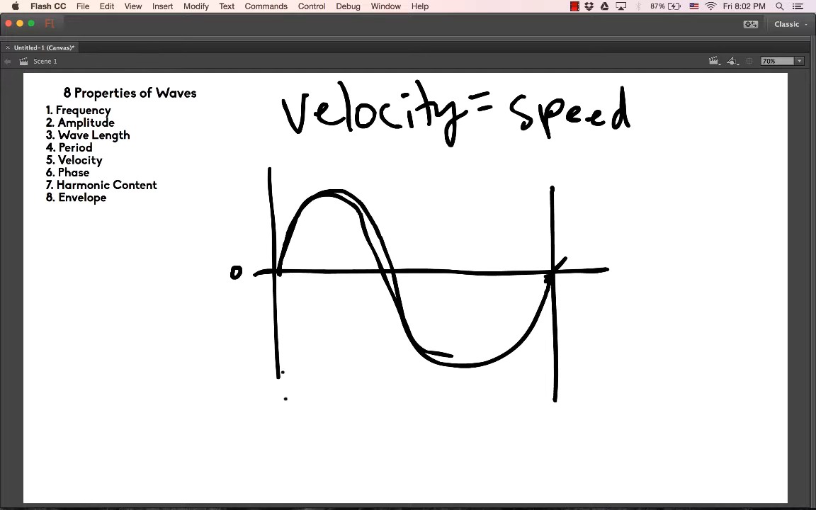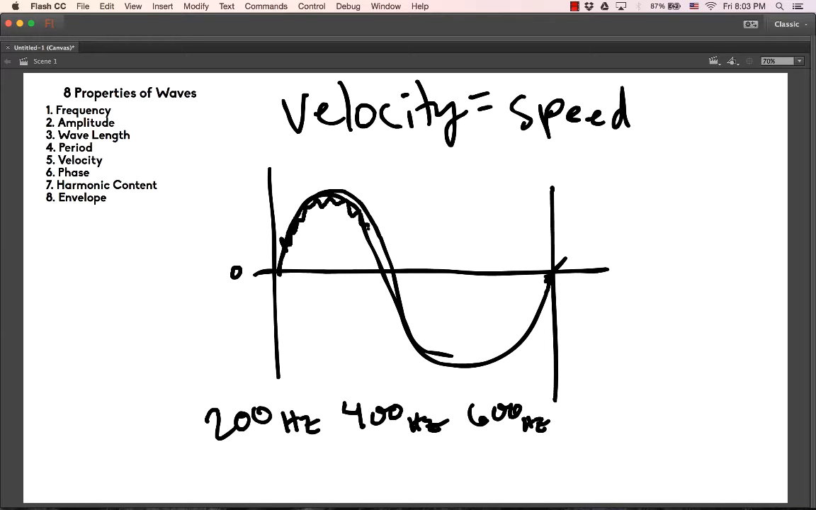Okay, so harmonic content, you might have a 200 hertz tone in there, but then you're also going to hear a 400 hertz tone, and you're also going to hear a 600 hertz tone. They're going to gradually get fainter and fainter, but they're kind of in the wave too. You know, that's your harmonic content.